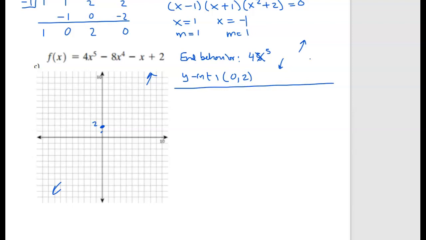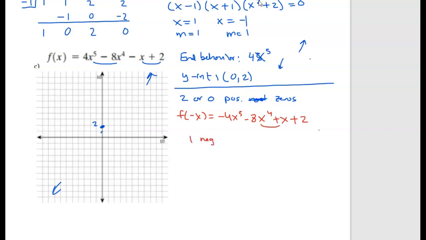Alright, let's look at zeros. So 5 at most. Wow, that's a lot of them. Alright, let's see how many sign changes. So 1, 2. So either 2 or 0 positive roots. Positive zeros. Alright, let's look at f of negative x. So negative 4x to the 5 minus 8x to the 4 plus x plus 2. We have one sign change, so 1 negative zero.